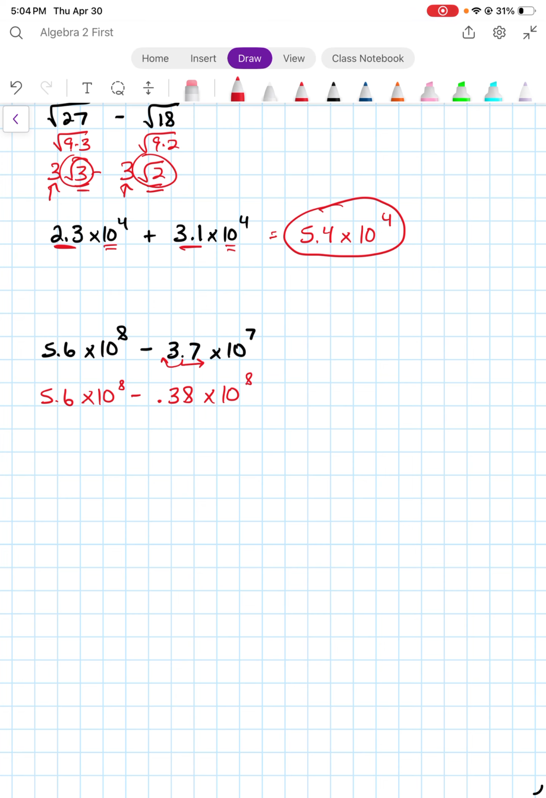The coefficients out front are what's going to get subtracted. And I believe that gives you 5.22 times 10 to the eighth. We simply subtracted the coefficients. The 10 to the eighth stays the same. And that's how you combine like terms.